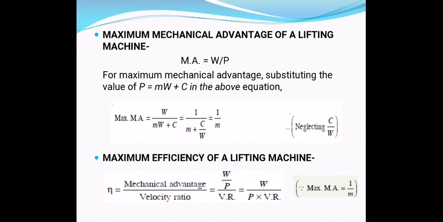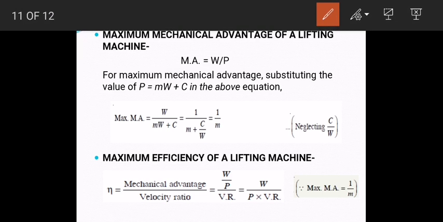Okay, now we know the law of machine. Now what will be the maximum mechanical advantage of the lifting machine? We have to find the maximum mechanical advantage. We already know mechanical advantage is equal to W upon P. So for maximum mechanical advantage, we put the value of P is equal to mW plus C. When we put the P value, W upon P, where P is mW plus C, we get it in terms of W.